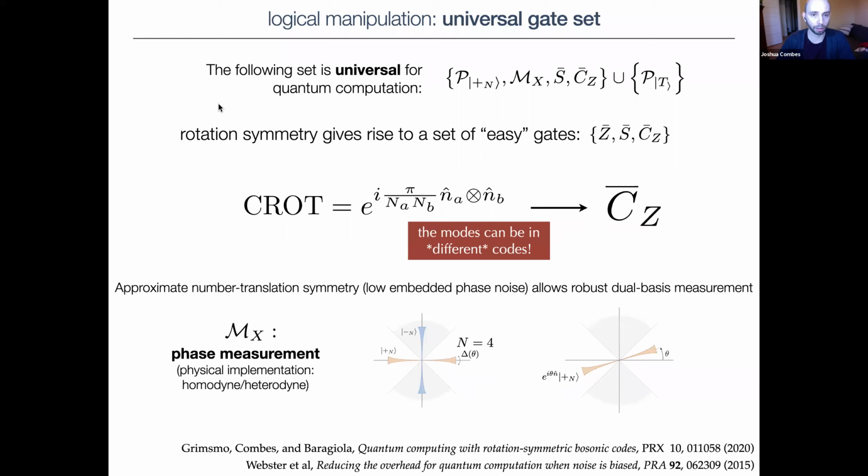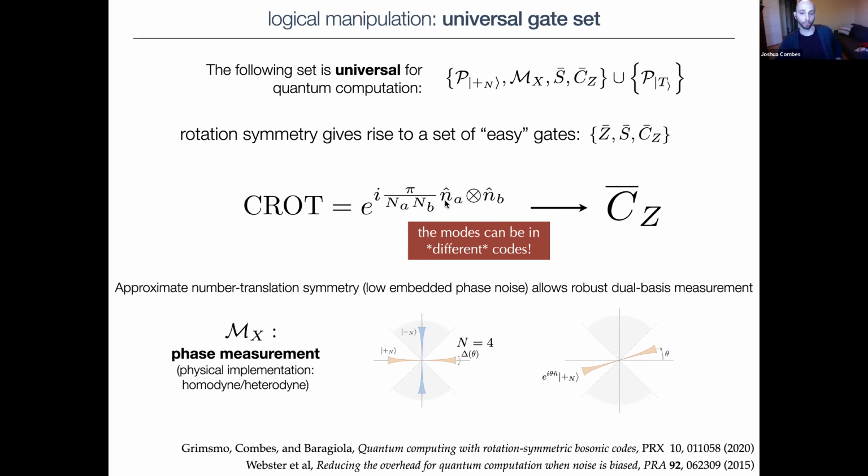So first of all, for universal quantum computation, we use this weird gate set, which is we prepare plus states. We do x basis measurement, which is going to be our phase measurement, S gates, CZ, and then to get universality, we need to inject a T state. And there's various easy gates that come from the fact that our code has rotation symmetry, but probably the one to highlight is what we call the C-rot gate. And it's a rotation-controlled rotation, and the physical implementation is via a cross-Kerr nonlinearity.